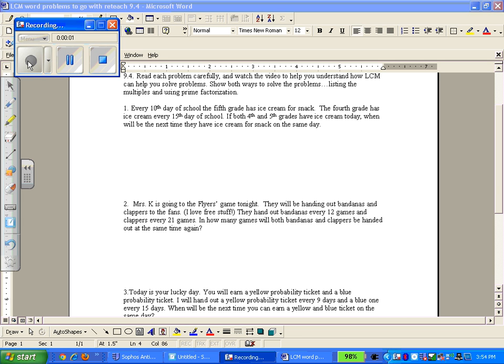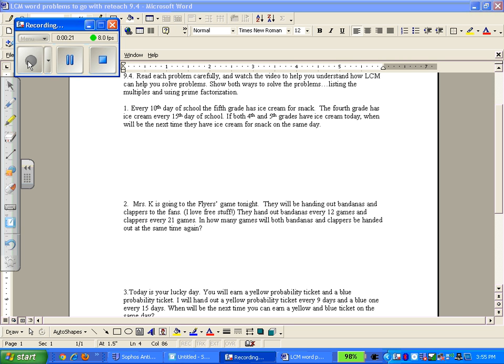Reteach paper 9.4, there are 4 problems. And I turned each of those problems into a word problem to help you understand how the least common multiple can help you solve word problems. So the first one that I did, on your reteach paper, the problem was 10 and 15.